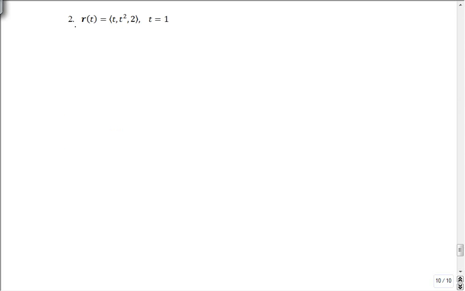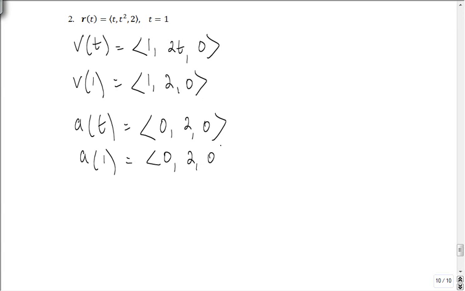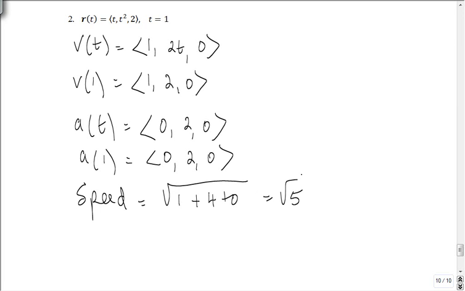Okay, let's do it. Can somebody give me v of t, please? 1, 2t, 0. And so v of 1 is 1, 2, 0. Acceleration a of t is 0, 2, 0. And so a of 1 is the same thing, substitution there. And then finally the speed is the square root of 1 plus 4 plus 0, which is square root 5. So easy, and you wanted me to do it, right? Okay, that's it.